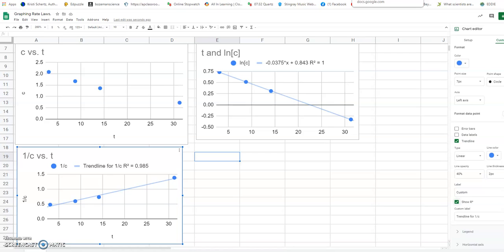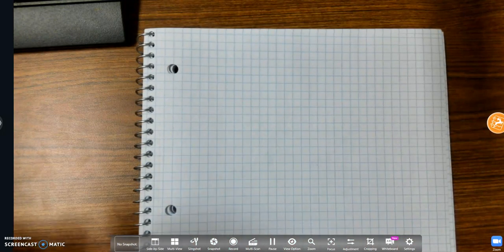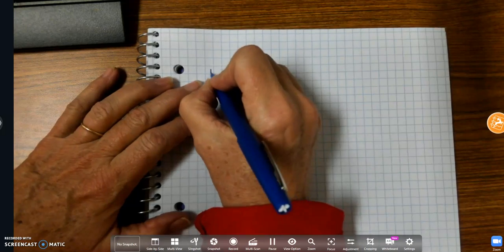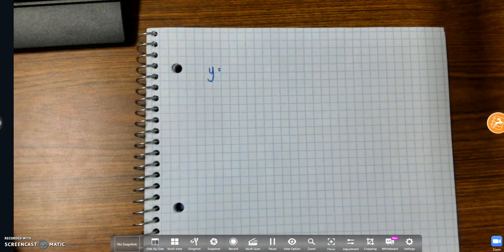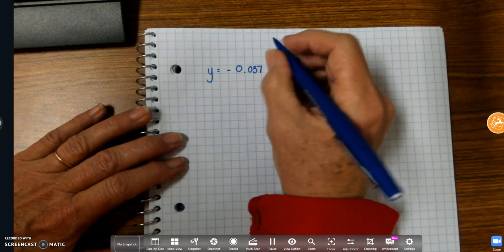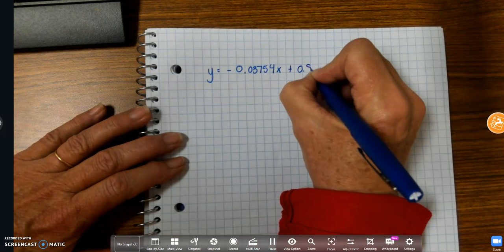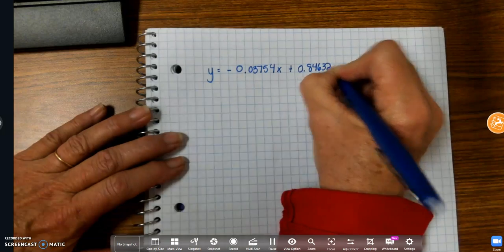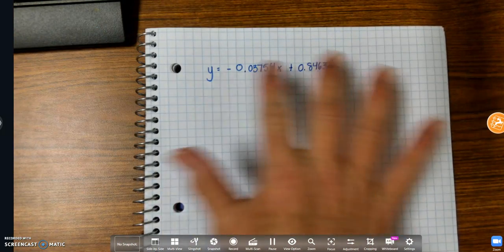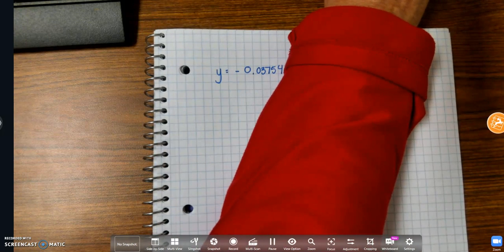So in the conclusion questions, this is my equation. What that means is, I'm going to pull up my hovercam. That equation says that y is equal to negative 0.03754 times x plus 0.84632. Now, the numbers may be slightly off because I'm using the calculator to actually get this equation of the line, but that's what this says.